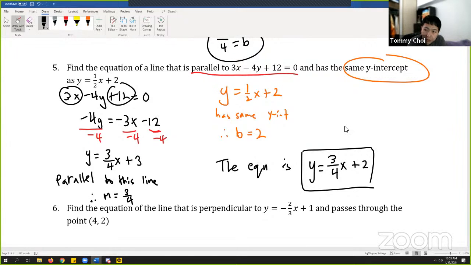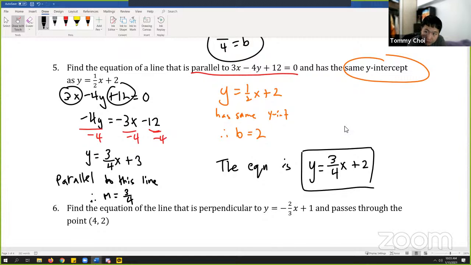So that's question 5, right? It tells you that it's parallel to the first line, so you find the slope. It tells you that it has the same y-intercept, and it's written in y equals mx plus b, so you can clearly get the y-intercept from the second equation. Then you plug it into your equation and you can write it out.